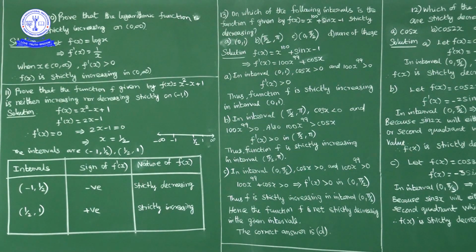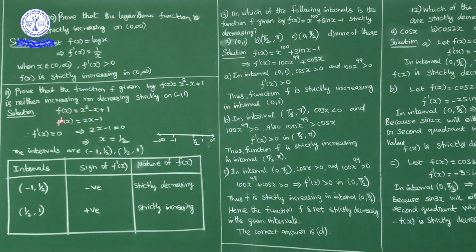Now consider minus 1 to 1 by 2. What is f dash of x? We have f dash of x is 2x minus 1. In minus 1 to 1 by 2, an easy number is 0.